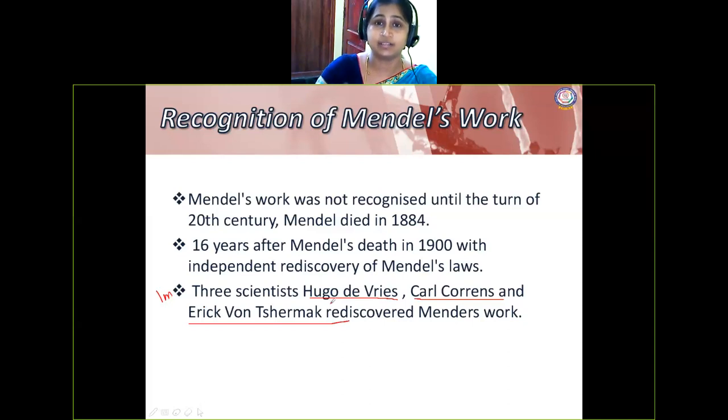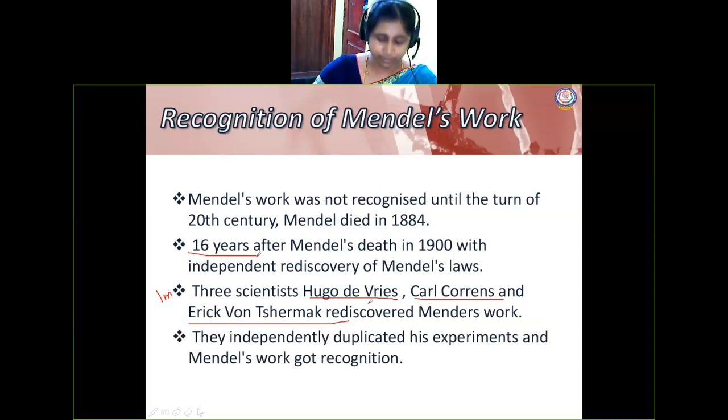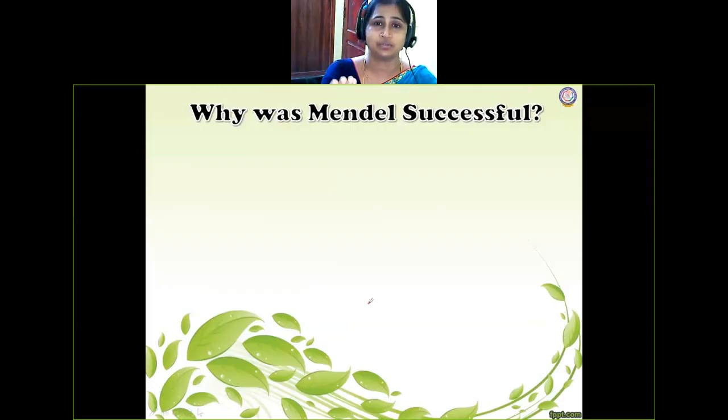And they rediscovered it individually. How many years did it take? 16 years. 16 years after Mendel's death, they rediscovered it. They independently duplicated his experiments and Mendel's work got recognition. So, why was Mendel successful? There should be some reason for this also. So, 2 reasons we are going to take.